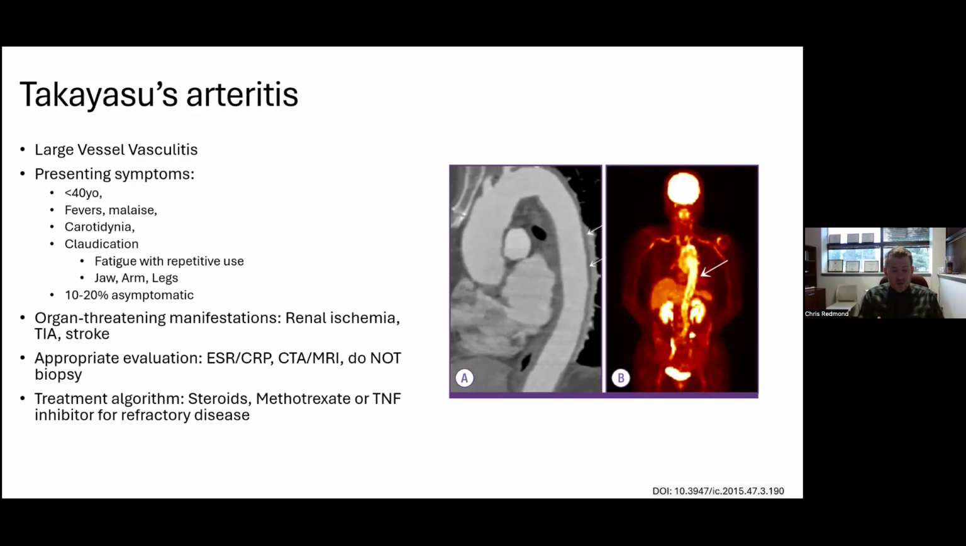CTA and MRI are still the standard of care, showing vessel wall inflammation. But this is a PET scan. There's some evidence, and I'm probably biased because this is where I trained. They're really champions of this stuff, but it showed some really good data that it can actually predict when people are going to flare if you do a PET scan and where they're involved.